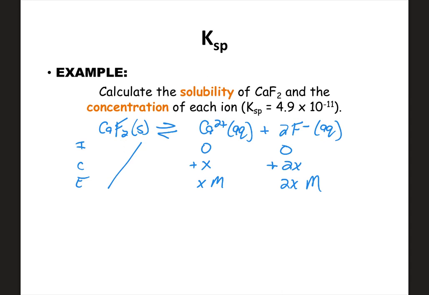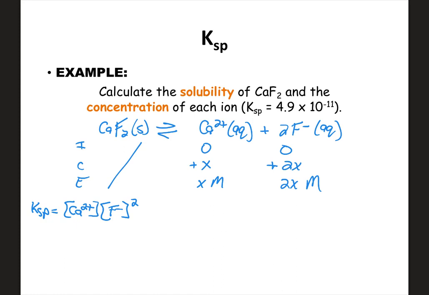So now I have to write my Ksp expression. So I got Ksp is equal to products over reactants. There's not going to be any reactants this time again because it's a solid. That's what you'll see here for these Ksp problems. So we have the concentration of Ca2+ times the concentration of F- squared. All right, so we're going to plug in what we know here.